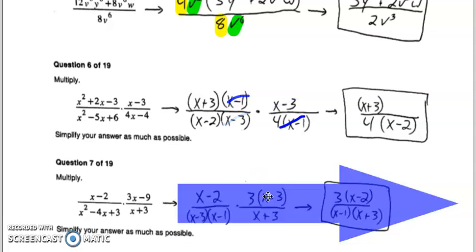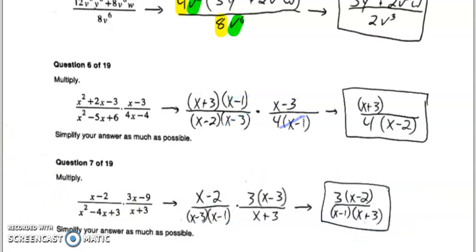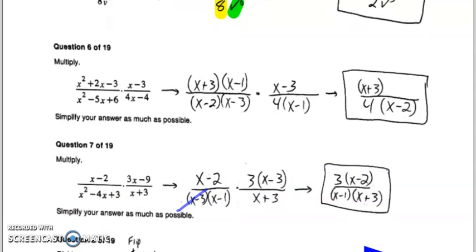Number 7 is the exact same concept. Factor out as far as you possibly can first, and then look for terms to simplify. Here we've got an x minus 3 and an x minus 3 that cancel, and that's about it. So here's what we'd be left with: 3 times the quantity x minus 2 all over x minus 1, x plus 3.